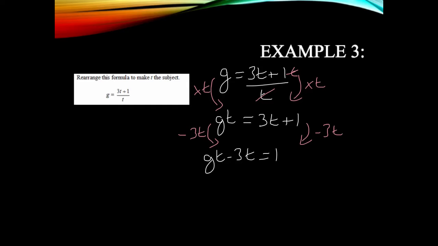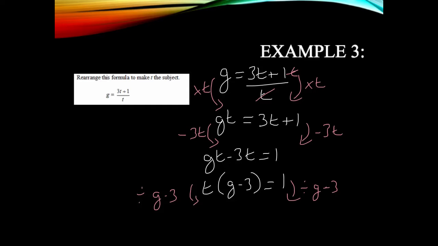And again, you might be looking at this thinking, well, I don't know what you're doing, Walter. You've not helped at all here. You've just still got two terms with t in. But exactly, we've got two terms with a common factor of t. So what we can do is we can take a factor of t out. We've now got t lots of g minus 3 equals 1. And lo and behold, what we can do now is divide both sides by g minus 3. So divide by g minus 3 and we get t equals 1 over g minus 3.